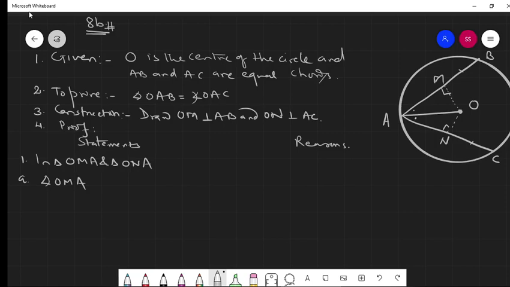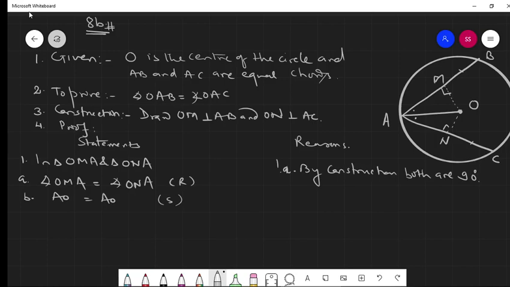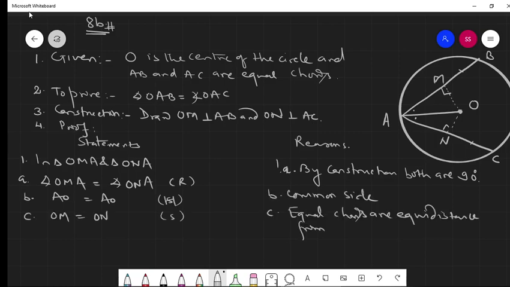Both are 90 degrees. And B number, AO, this represents R, this represents H. AO is the common side, and C number, OM equal ON, equal chords are equidistant from the center of the circle.